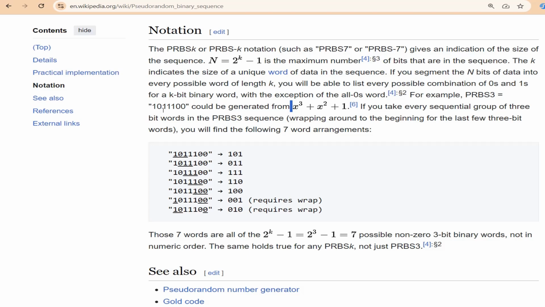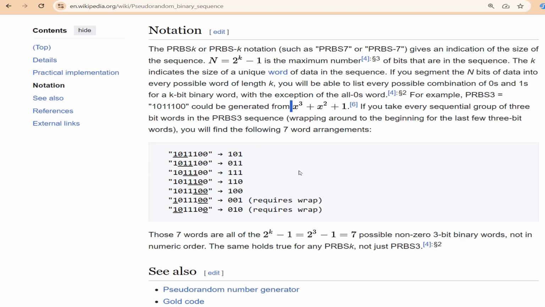So this is 101. That means 5 is inside the sequence. 011, that is 3. 111, 7. 110, 6 is there, 100, 4 is there, 001, that is 1 is also there, 010, 2 is also there, because the PRBS 3 sequence will repeat itself. That is why we have to consider these two sequences also. So now let us see what all sequences are available in PRBS 3. 1, 2, 3, 4, 5, 6 and 7. Except 0, all the possible combinations will be available in the PRBS sequence.